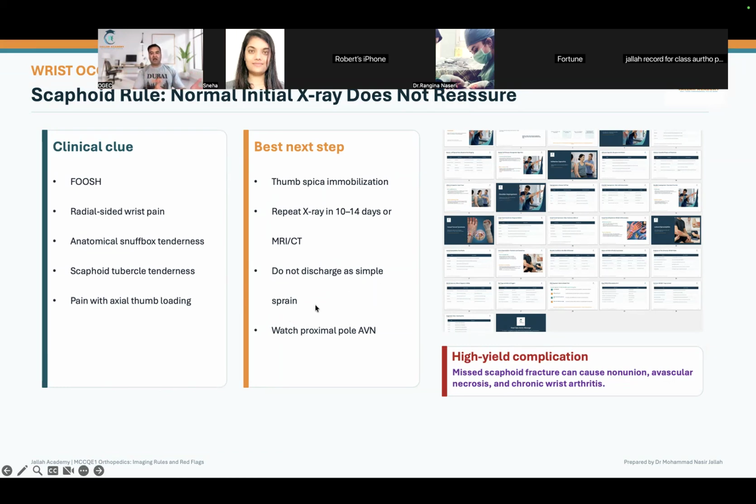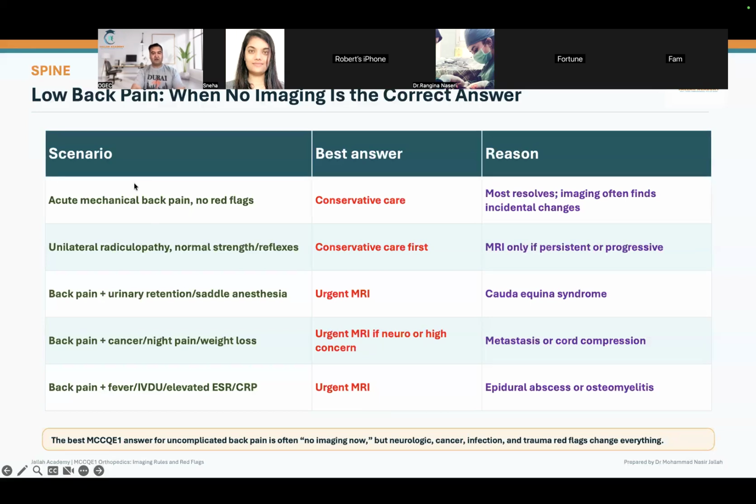So if you have a negative X-ray and the patient has all the characteristic findings of a scaphoid fracture, you cannot just call it a simple sprain. Watch for proximal pole avascular necrosis. High yield complications: scaphoid fracture can cause non-union, avascular necrosis, and chronic wrist arthritis. And that's why it is very important to immobilize the wrist.